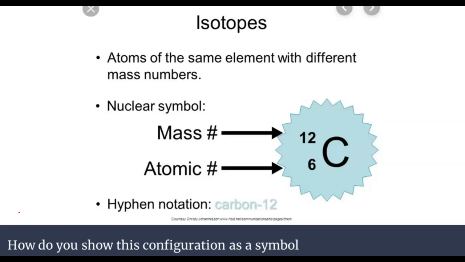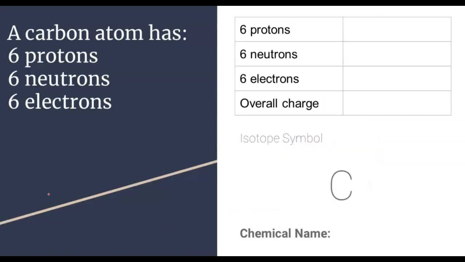When we want to focus on just one atom, one single atom of all of the atoms there are, we create what we call a nuclear symbol. And the nuclear symbol will have the mass written in the top left-hand corner and the atomic number written in the bottom left-hand corner, along with the chemical symbol. And then we give it a hyphenated notation, where we write the name of the chemical with a dash and then the mass number. So let's go through a few examples.